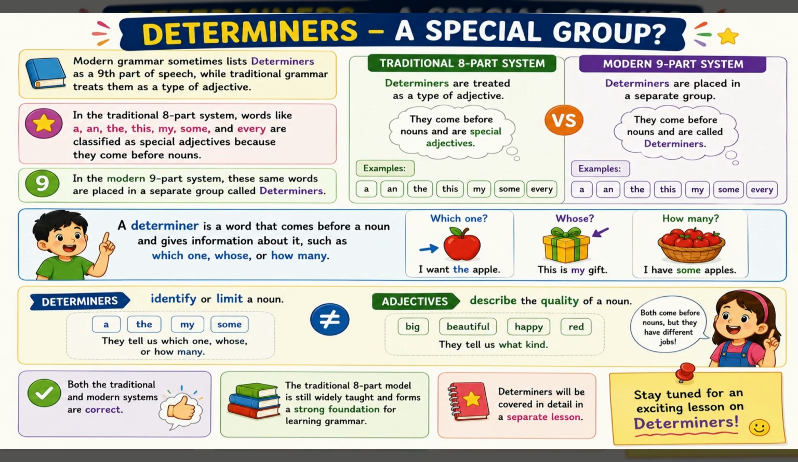Both systems are correct. In this series, we have followed the traditional 8 part model because it's still widely taught in schools and forms a strong foundation for learning grammar. We'll learn determiners in detail in a separate lesson very soon.